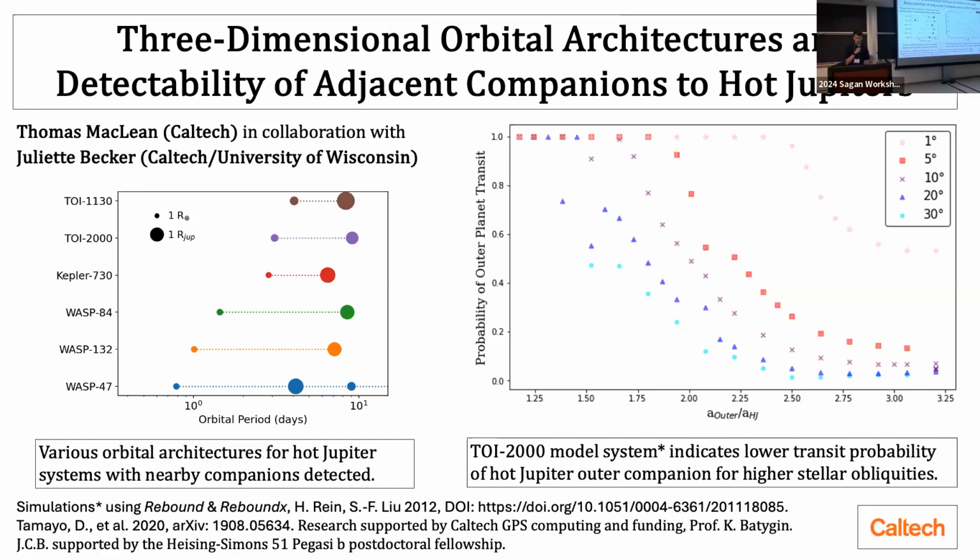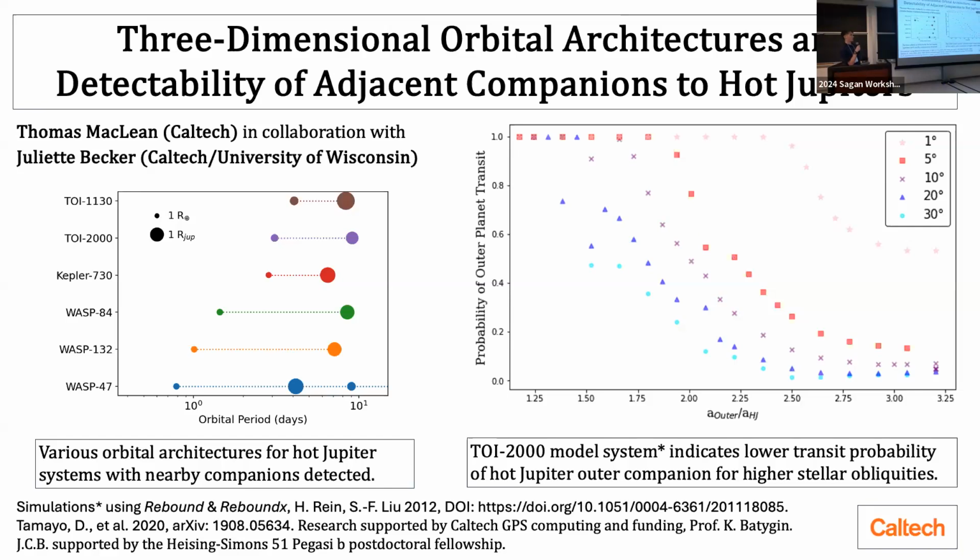And for my project, first of all, the overview: the interesting element here is that in systems with hot Jupiters, for the most part with nearby companions, we see a similar structure, but there's this very unique system, WASP-47, which has a nearby outer companion.